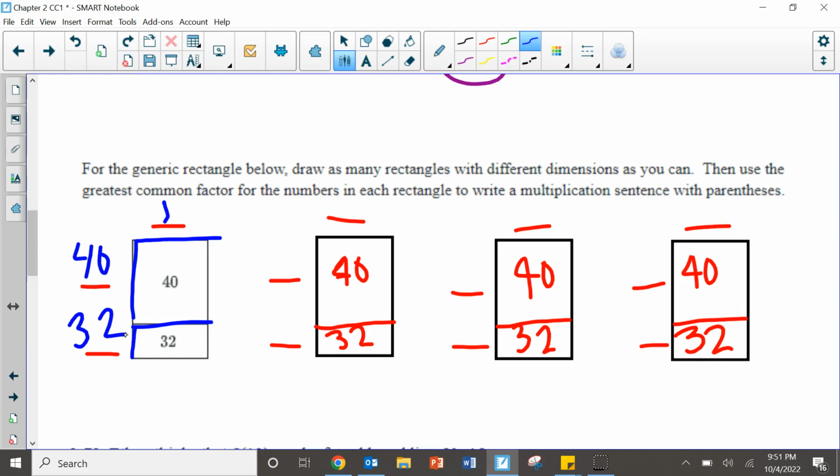All right. Another common factor, you should have had 2. They're both even. So what times 2 gave you 40? You're trying to find this missing side length. Remember, it's area. So hopefully you got 20. And then what times 2 gave you 32? And that's 16.